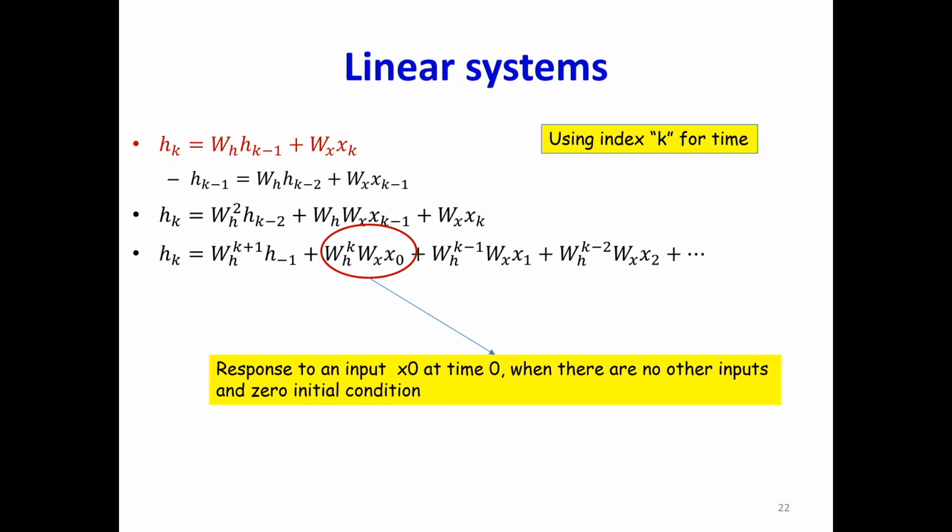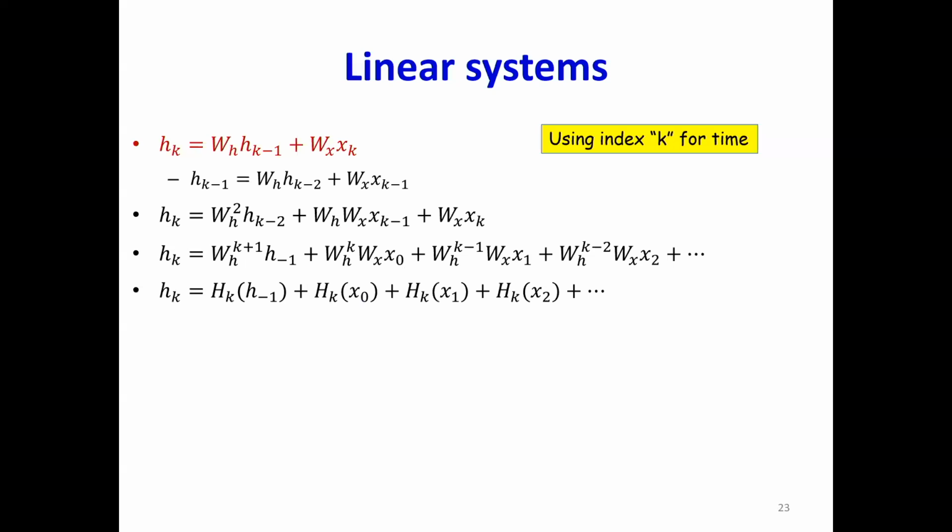So let me write that response to an input at time 0. The response at time k to an input at time 0, I'm going to write this as hk x0. So hk means this is the response at time k. x0 is the input at time 0. Similarly, the next one is hk, the response at time k to an input at time 1. This is just notation.